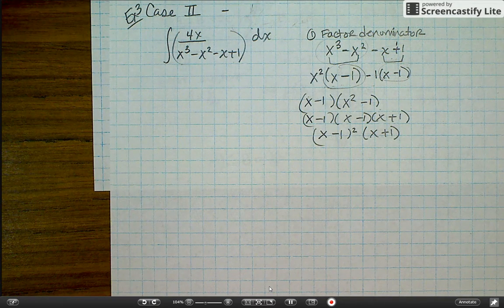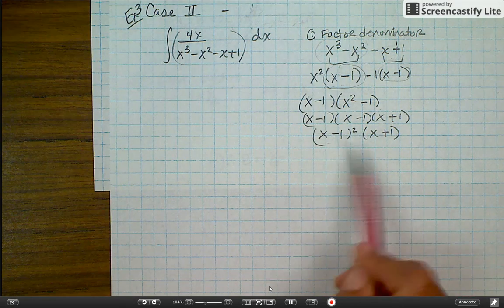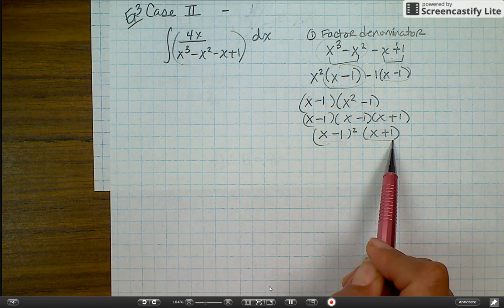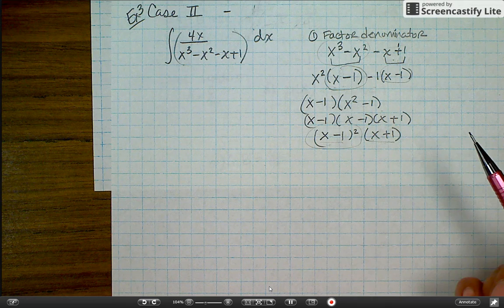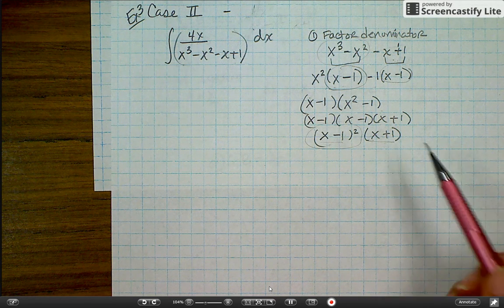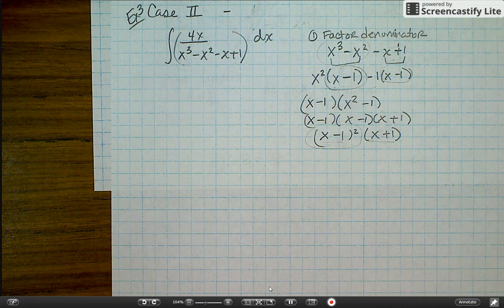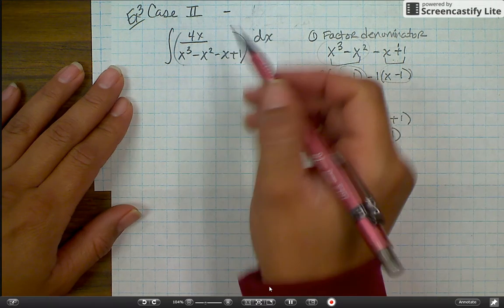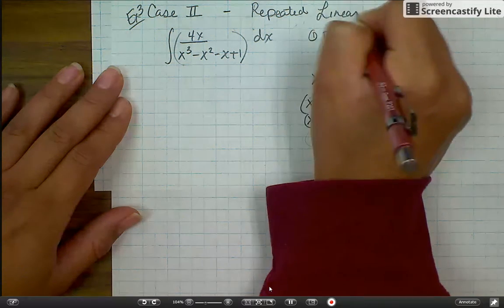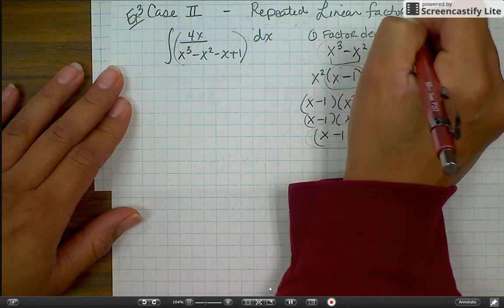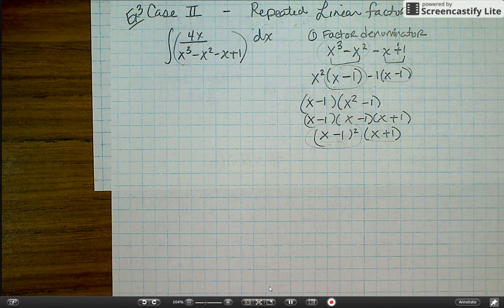Okay, so we reviewed factor by grouping, and we did difference of squares, and we put things together, and this is what we realized. We have linear factors. Each one of these is a linear factor. But the thing is that one of them is repeated. You can have a situation where multiple are repeated, or one of them is repeated. It doesn't matter. But in this situation, case 2 is repeated linear factors.